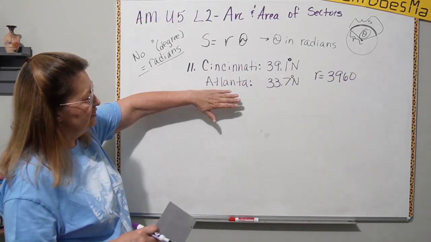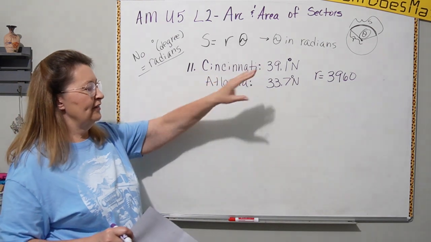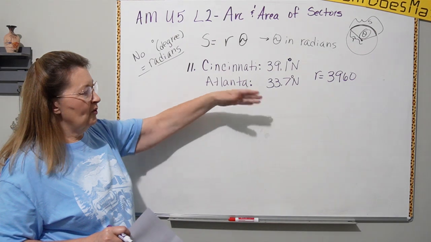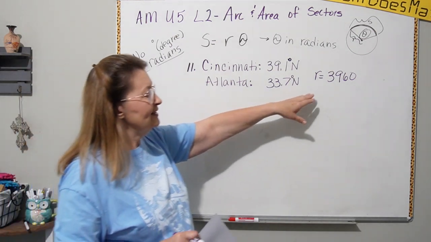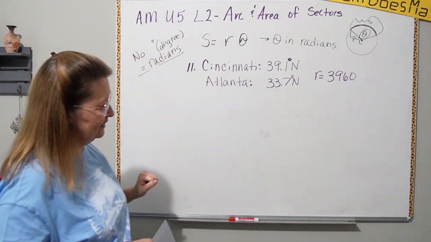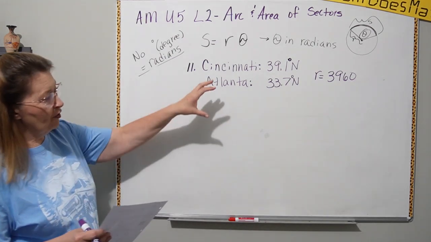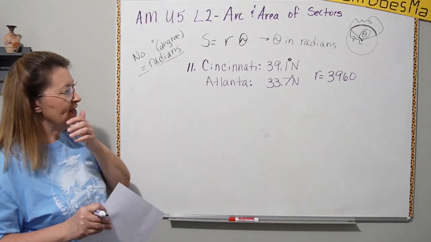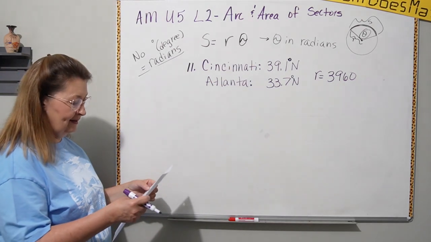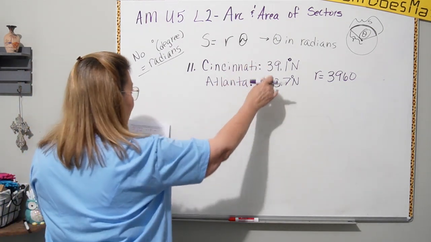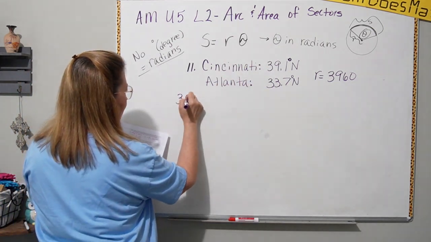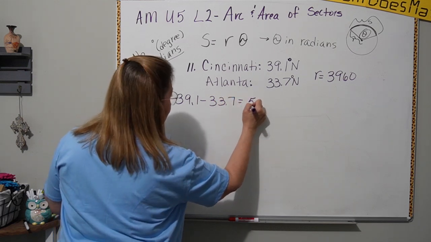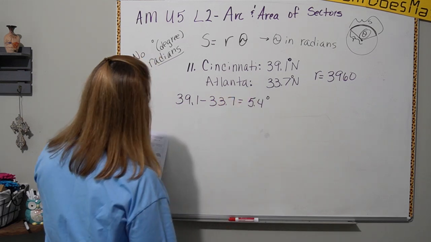Okay, in number 11, the situation is that Cincinnati is located at 39.1 degrees north. Atlanta is at 33.7 degrees north, and the radius of the Earth is 3960. So we want to find out how far apart these cities are. Well, since these are given in degrees, we can find the distance between them by subtracting. So if I subtract 39.1 minus 33.7, that's going to give me 5.4 degrees.